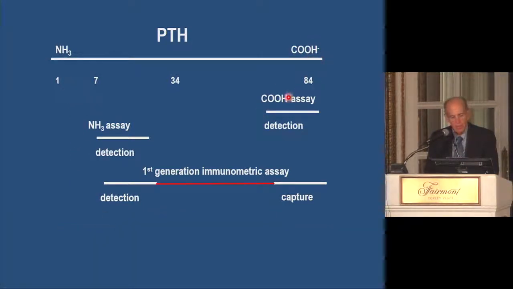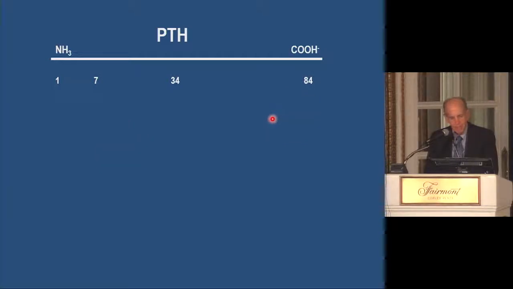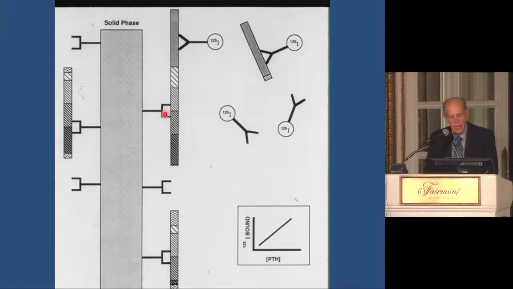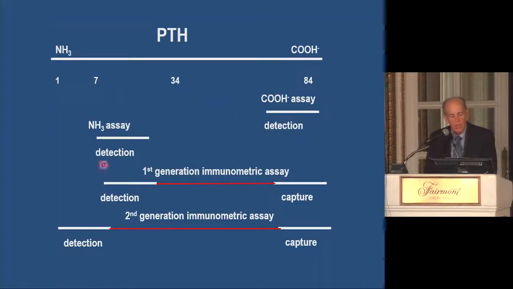Okay, so this is the capture antibody. This is the detection antibody. So the capture is late in the carboxy terminal, but more importantly, the detection is early on the amino terminal side. So the only thing that gets detected is the 1 to 84 biologically active PTH. Make sure your lab is using a good assay. There are some really good assays out there. There are some less good assays.